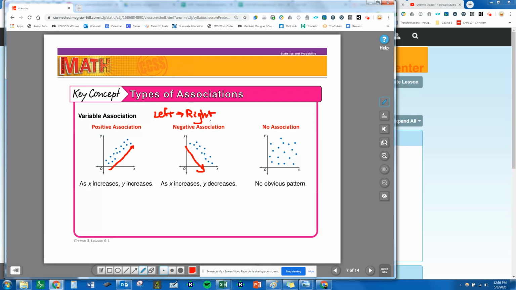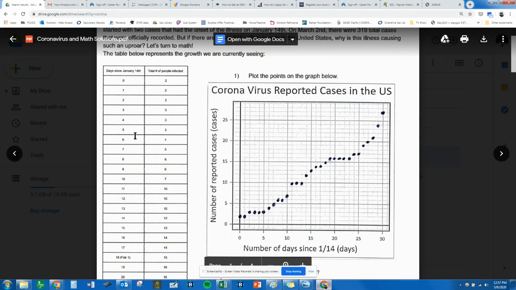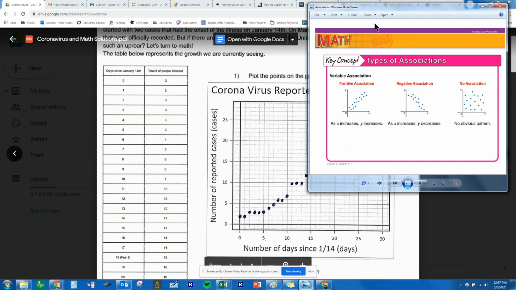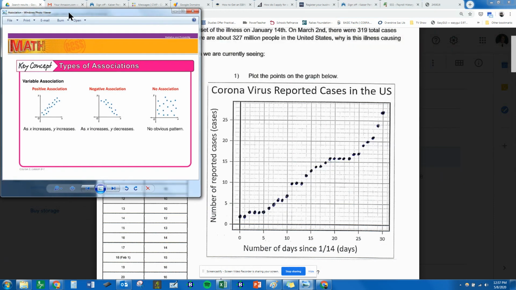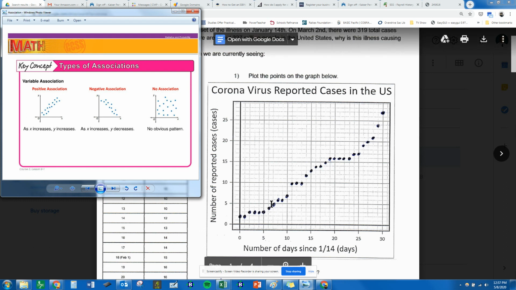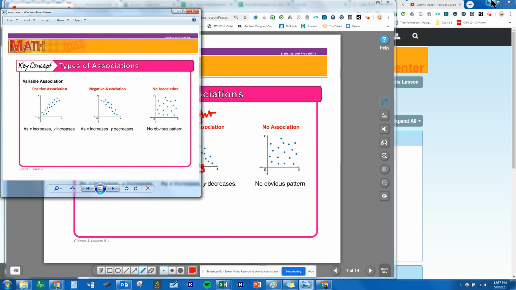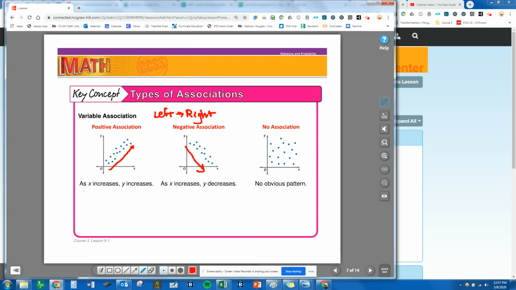So you could think back on the coronavirus case. I'll put it on your screen and decide for yourself, was this showing a positive association, a negative association, or no association? Here is your type of association. Decide for yourself. You should have decided positive association. It looks like the data is going up from left to right. Great. So back to our lesson.